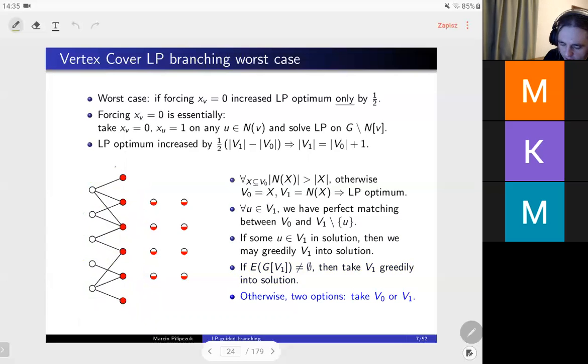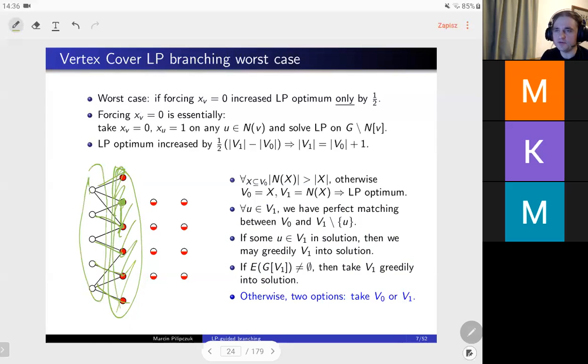If inside V1 there's some edge, then you can greedily take the entire V1 into the solution. Because of this edge, one of these guys needs to be in the solution in the vertex cover reconstruction, but then there's a matching left, and that means that you need to pay L here, which means that as well you can take the entire V1. So if there's an edge inside V1, you just greedily take V1. Otherwise, you don't know what to do, but there are really two options. Either take somebody from V1, and then you can as well take everybody from V1, or take nobody from V1, but then you need to take the entire V0.